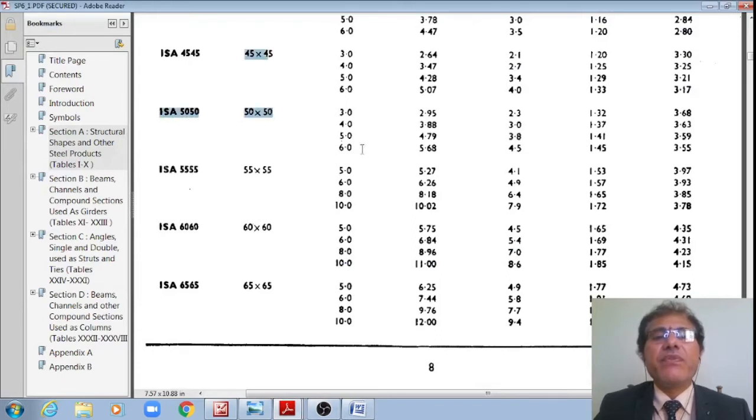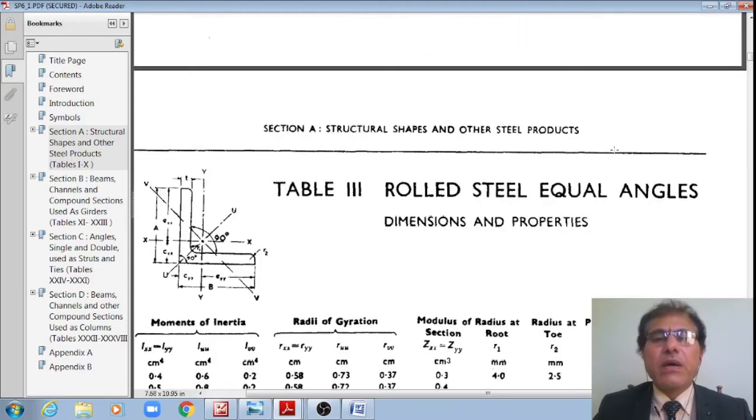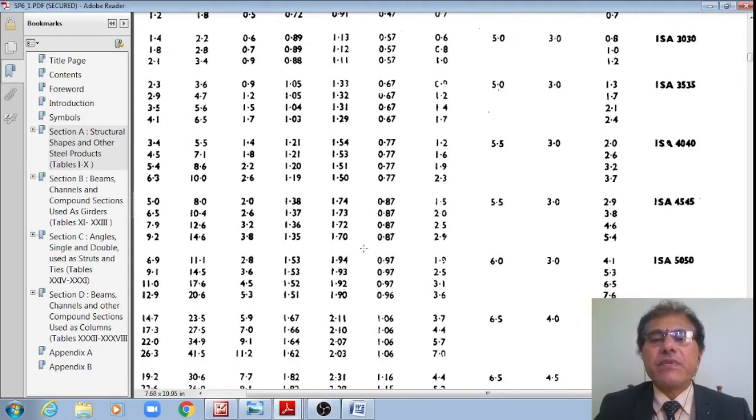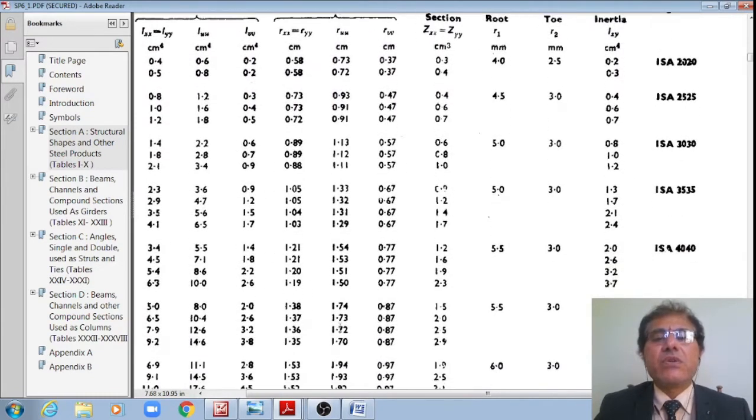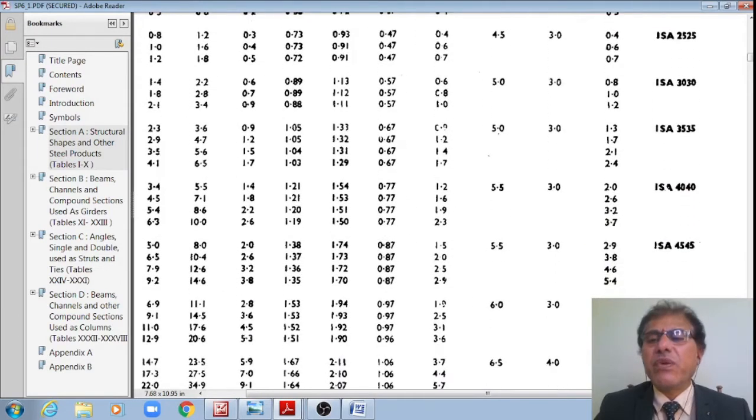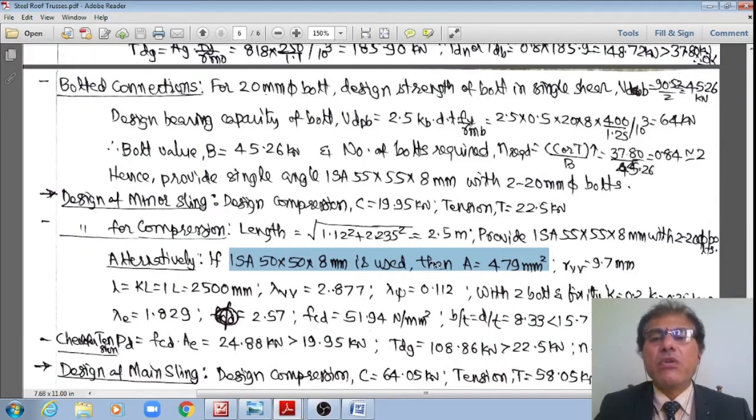ISA 50 by 50 by 6, where I have 479. I'll note down the radius of gyration, which is Rxx equal to Ryy, and Ruu, Rvv. Out of all these, 0.97 is the least radius of gyration, Rvv. Therefore I note down that property also.